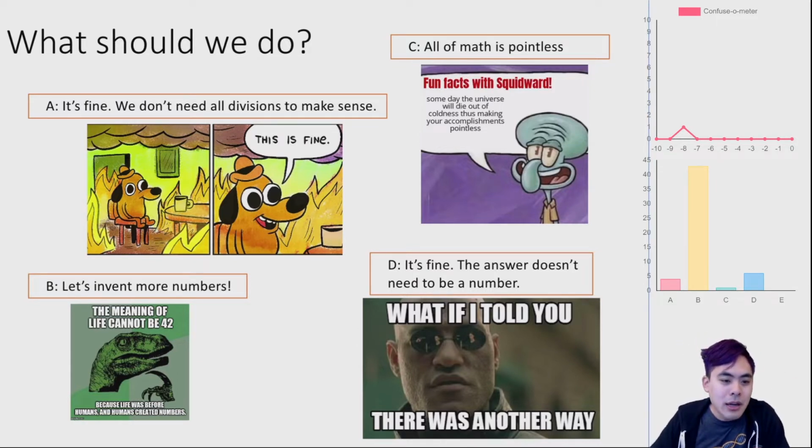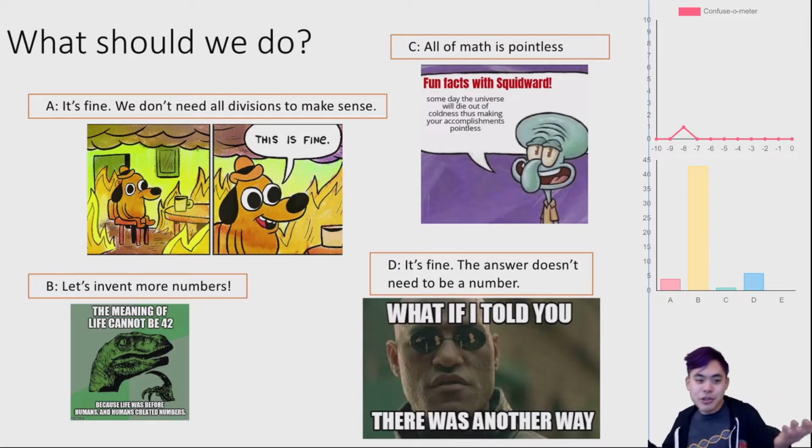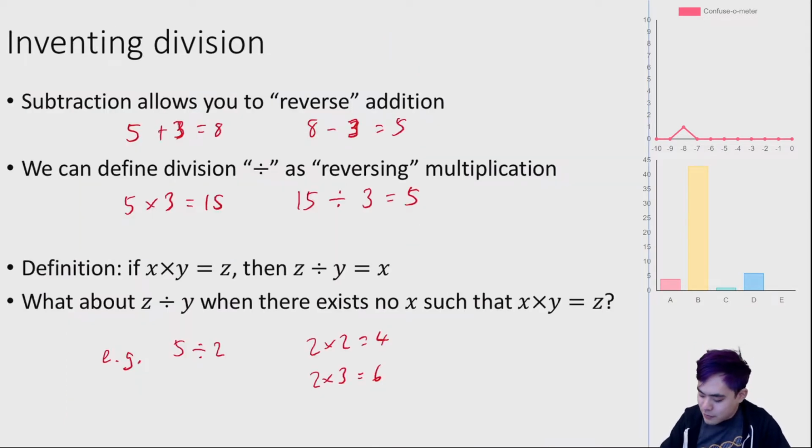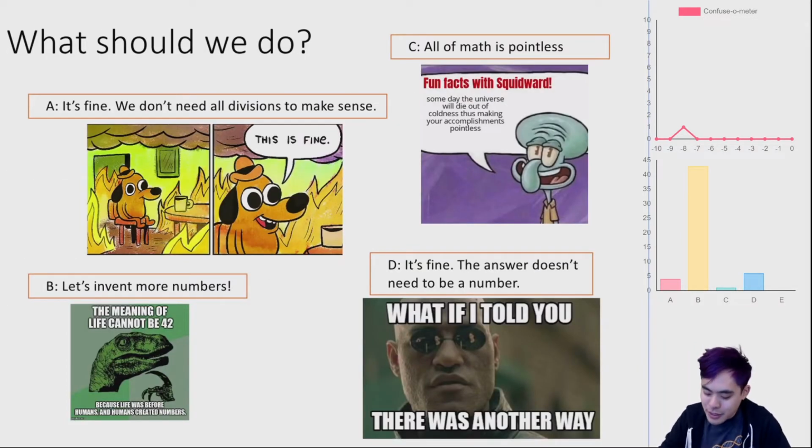A few people are saying that, well, it's fine, the answer doesn't need to be a number. Maybe it can be a pair of numbers, like an answer and a remainder. So that's also another way of doing it. It turns out that the answer to this is actually going to be a mix. Oh, sorry, I keep on tapping into the wrong slide. It's actually going to be a mix of all three of these.